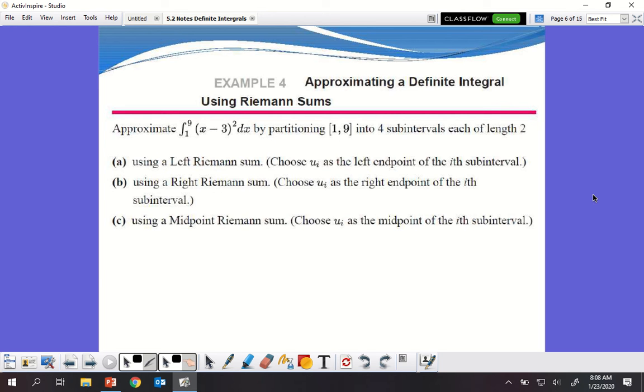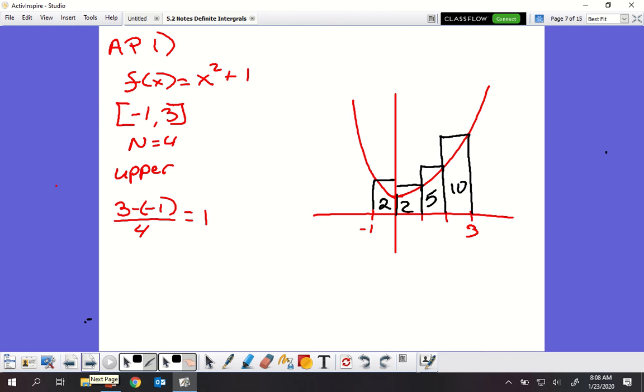So 1 to 9, 4 sub-intervals with a length of 2. If I'm doing my math and I want to figure out my delta x, it would be 9 minus 1 divided by n, which gives me my delta x here. Okay, so good. So left Riemann sum. Now we're going to choose the left point. All right, so let's take a look. We started this one, right? Yeah, okay. Because I know I didn't end up finishing it.